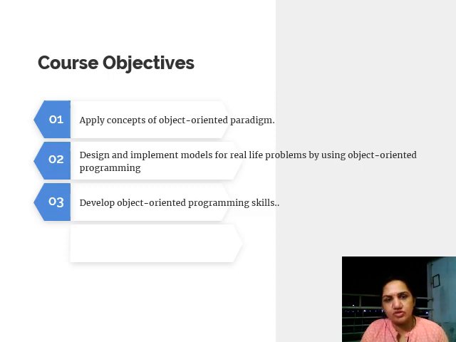So we'll see what the course objectives are. Course objectives are the objectives which were in mind when the syllabus was designed and discussed. First, you should be able to apply concepts of the object-oriented paradigm, design and implement models for real-life problems by object-oriented programming, and develop object-oriented programming skills.